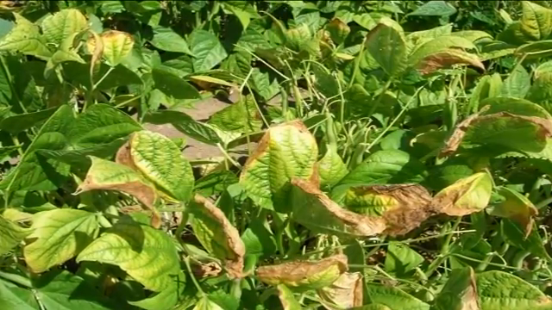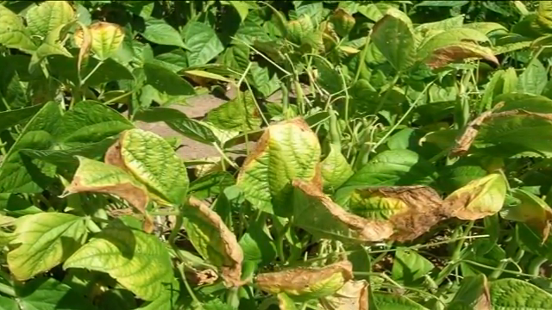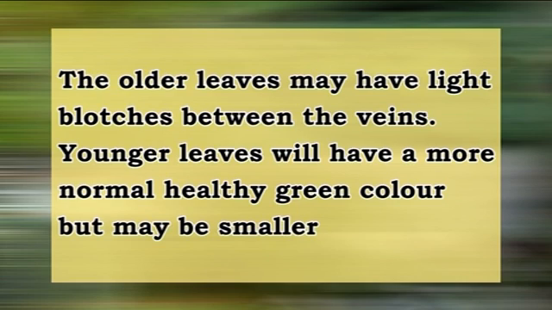Zinc deficient beans are stunted and older leaves are smaller and narrower. The older leaves may have light blotches between the veins. Younger leaves will have a more normal healthy green color, but may be smaller.